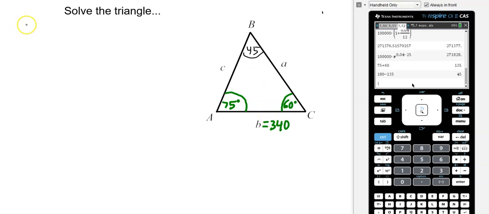So it's going to be the sine. I'm just going to set up all three. So the sine of 75, which is your A, over its opposite side, which is little a, equals the sine of B, which is 45, over little b, which is 340, equals the sine of C, which is the sine of 60, over little c.